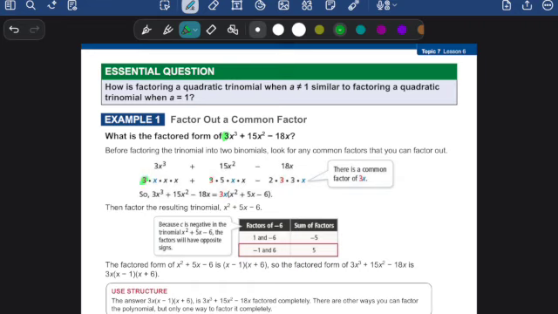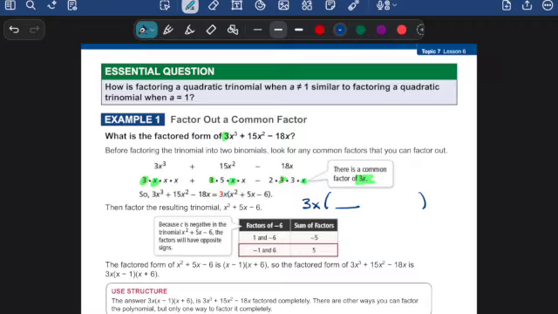Okay, so that's a common factor. And looking at the x variables, they all have at least one x. So we can pull out one x. So the greatest common factor for that trinomial is 3x. So if we pull that out, what's left inside the parentheses? So again, just do reversed distributive property.